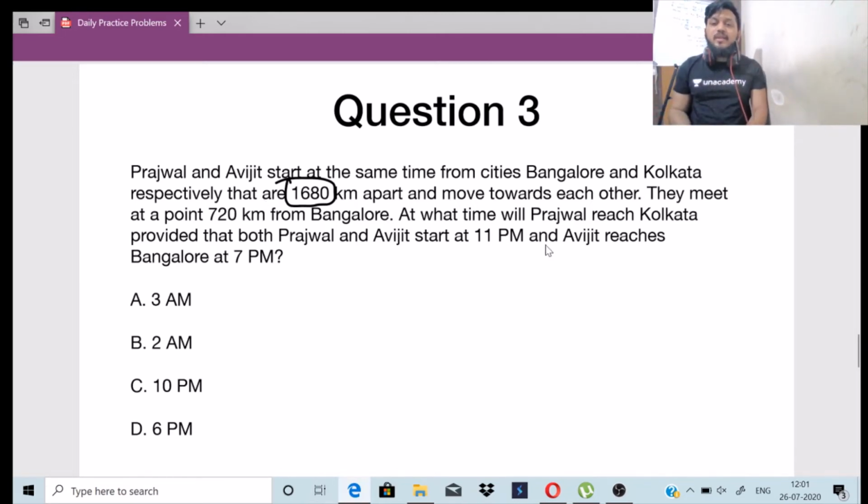At what time Prajwal will reach Kolkata, provided that both of them are starting at the same time 11 p.m. and Avijit reaches Bangalore at 7 p.m.? They both start at 11 p.m. So if this data is given, at what time Prajwal will reach Kolkata?